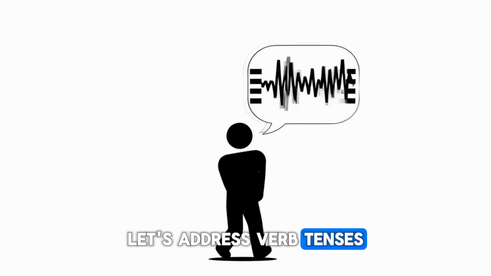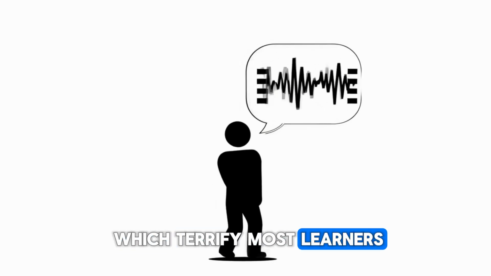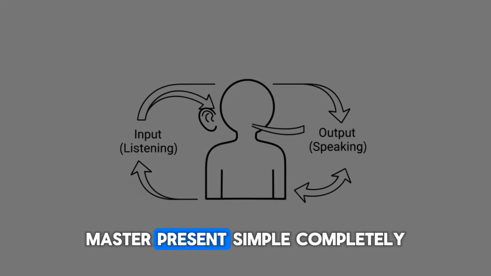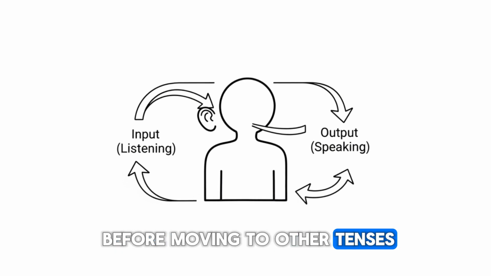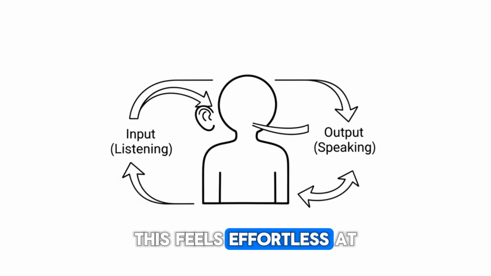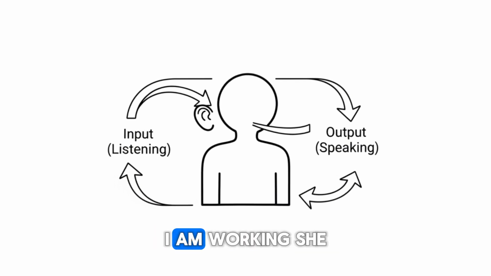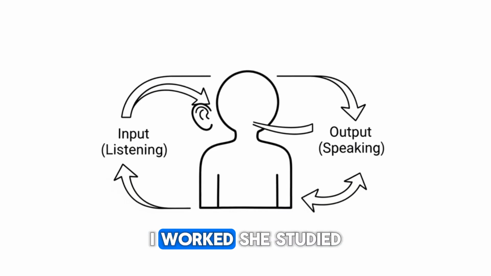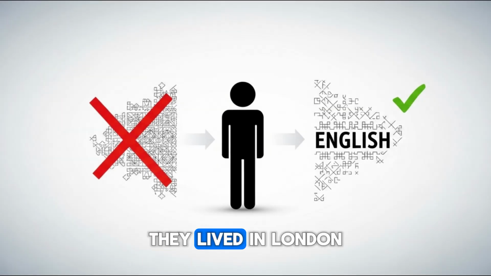Let's address verb tenses, which terrify most learners. Here's the secret. Start with present simple. Master present simple completely before moving to other tenses. I work, she studies, they live in London. Once this feels effortless, add present continuous. I am working, she is studying. They're living in London. Then past simple. I worked. She studied. They lived in London.